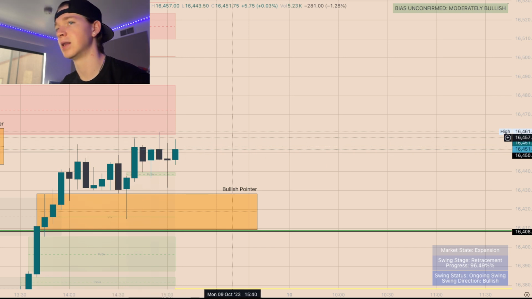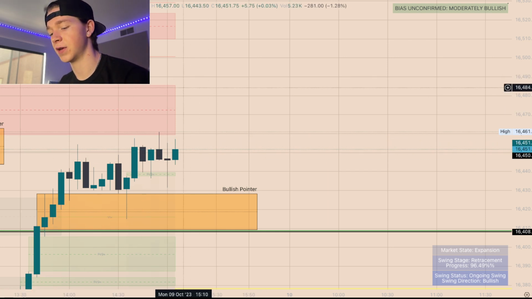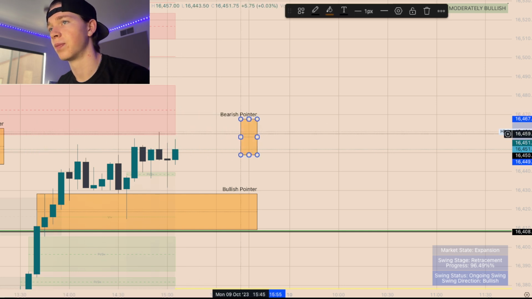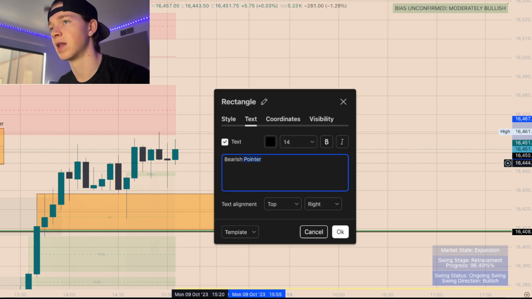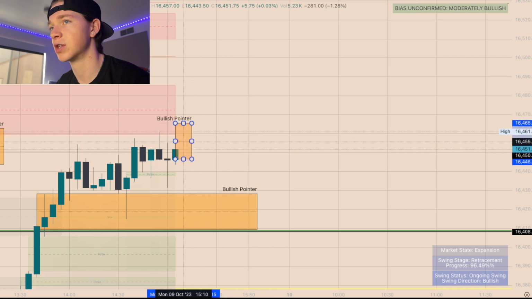We don't want to keep making these, okay? Hopefully it's not confusing, but we don't want to keep having inefficient deliveries. It's just not ideal. Now, you can have multiple pointers. It's the same thing, right? I'm just pointing at this candle. That's all I'm doing. This is our bullish pointer right here. We have an additional bullish pointer here.